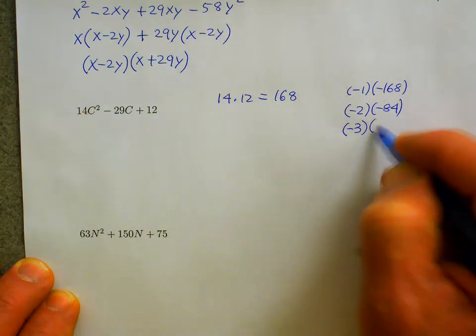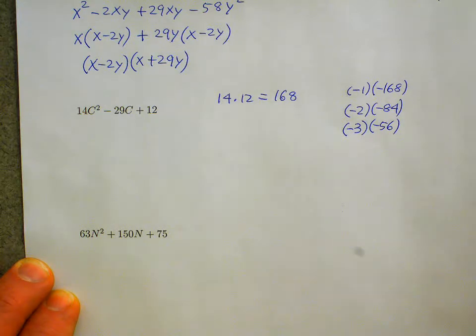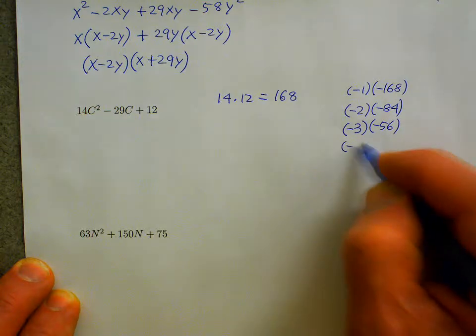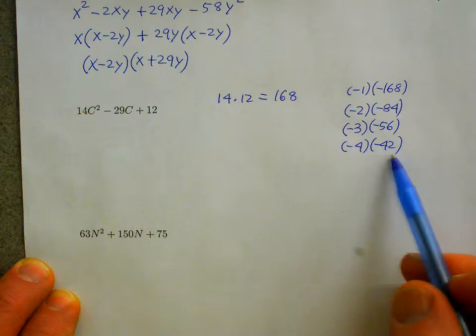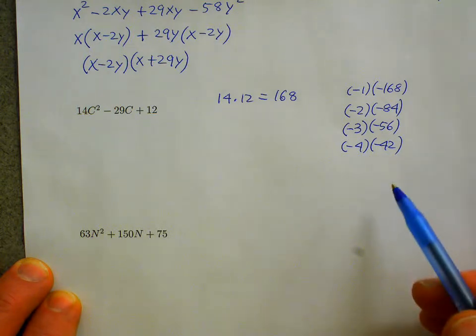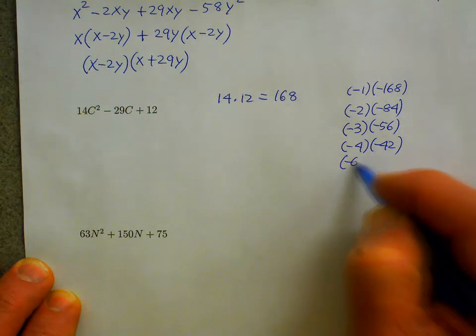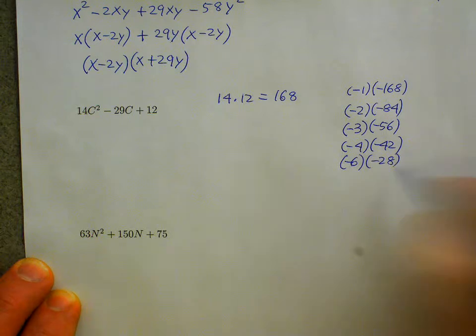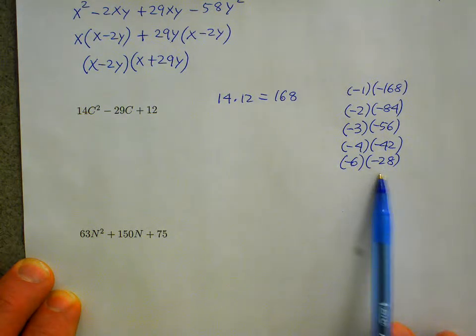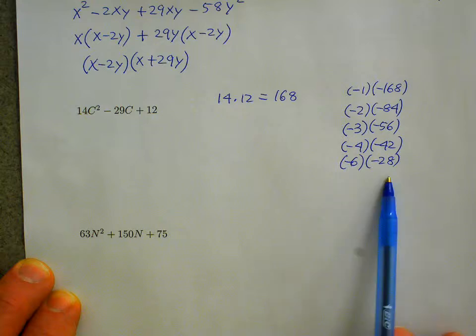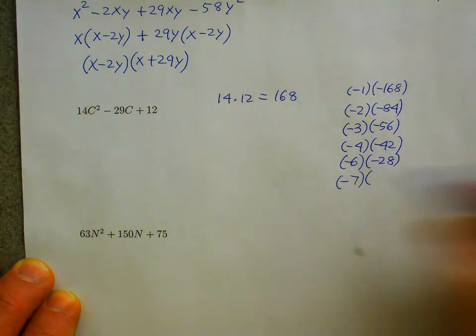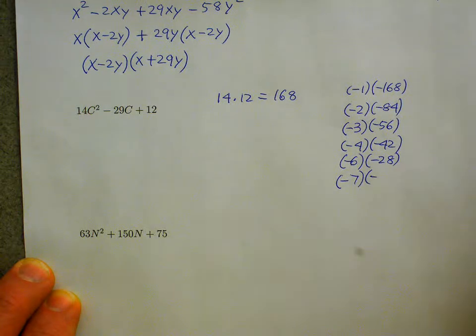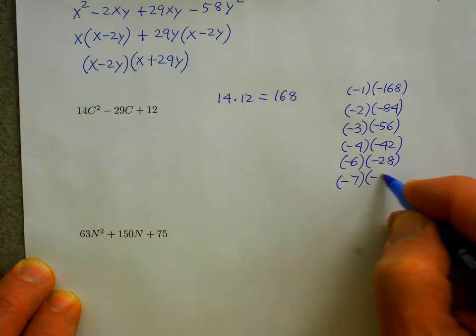-3 times -56, so that's not the pair we want. -4 times -42 add up to -46. -5 is not a factor. -6 times -28 add up to -34. We're getting closer. And then -7 times -24.